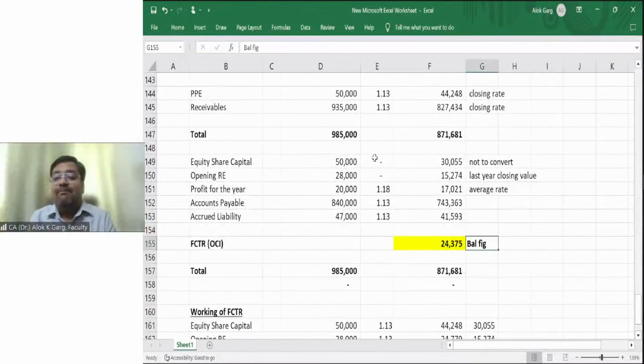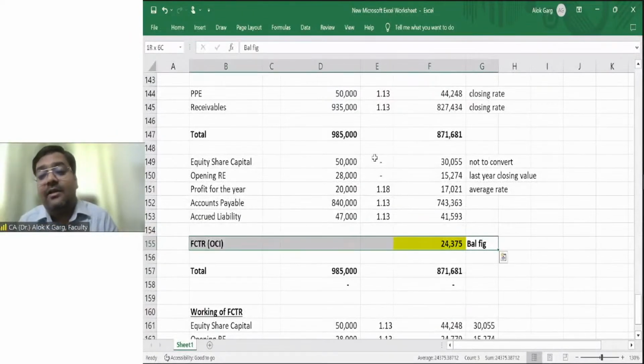You can use this as a balancing figure and show it in the other comprehensive income. In the P&L, you can show this as other comprehensive income and park it to the other reserves, right?